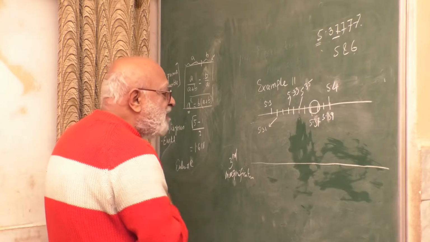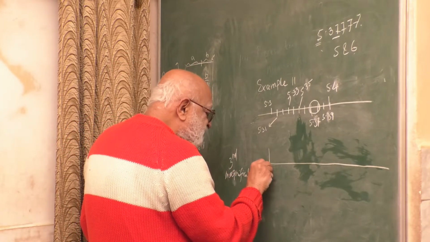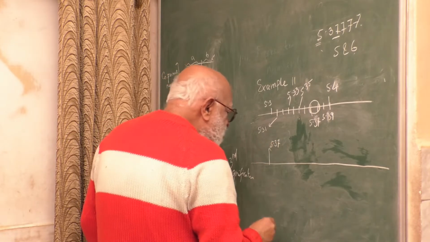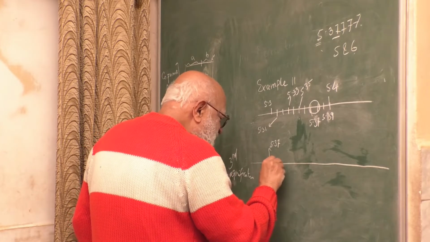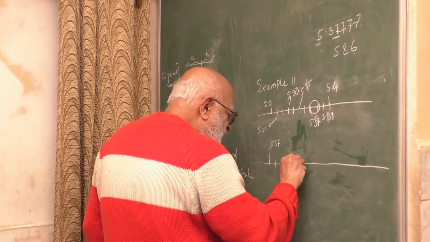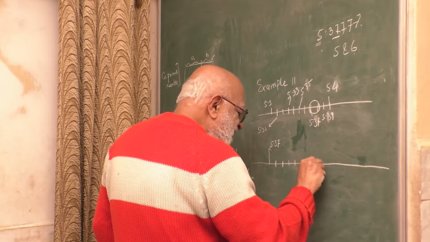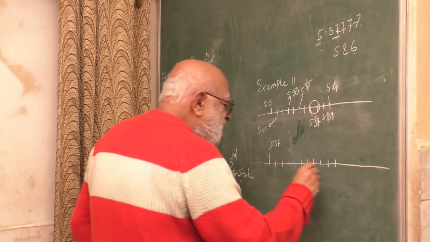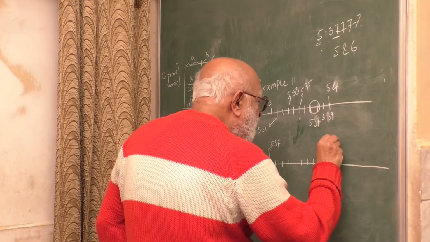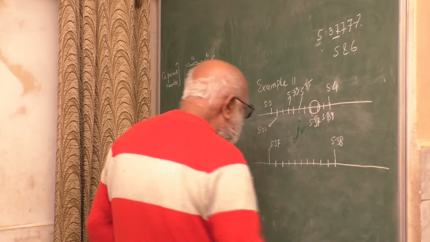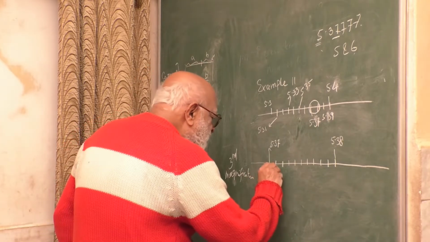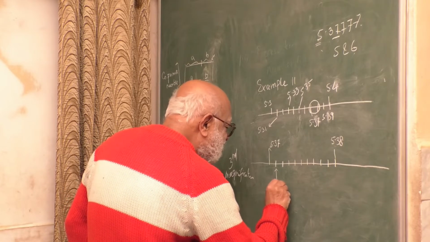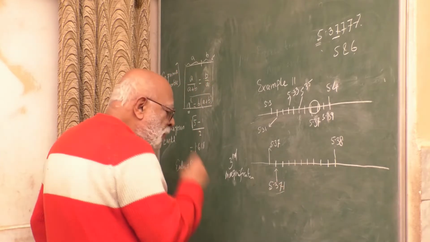So here the first one would be 5.37. Let us start again: 1, 2, 3, 4, 5, 6, 7, 8, 9, and this will be 10. What will that 10 be? It would be 5.38. Now I have a little bit of space here. So this should be 5.371. This you remember.